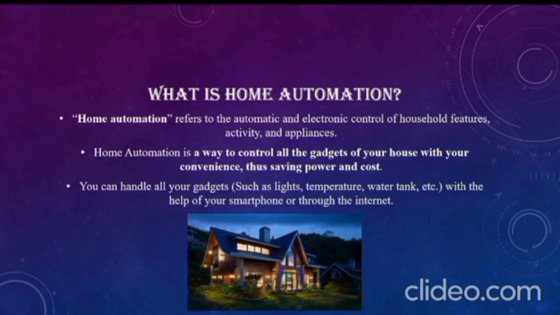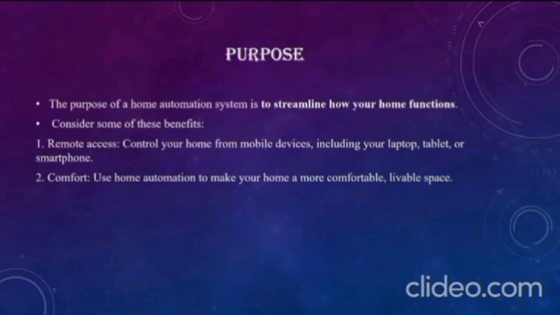And next, what is home automation? Home automation refers to the automatic and electronic control of household features, activity, and appliances. Home automation is a way to control all the gadgets of our house at your convenience, thus saving power and cost. You can handle all your gadgets such as lights, temperature, water tank, etc. with the help of our smartphone or through the internet.